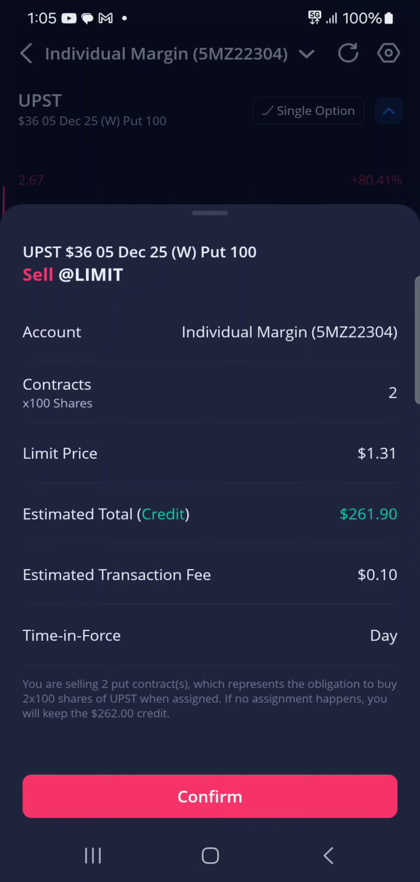If no assignment happens, meaning that if the stock price doesn't go down to 36, you will keep the $262. And as soon as you confirm it, you're gonna get this money. But you only want to do this with the company that you actually want to own, the stocks that you really want to own. And then you need to have money in the account to be able to own that.